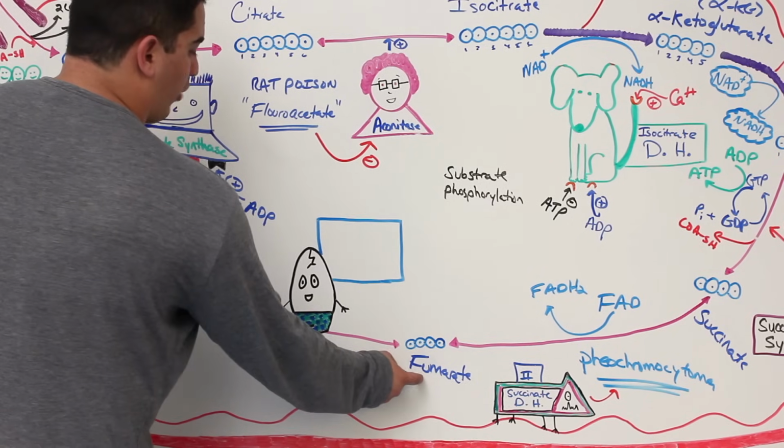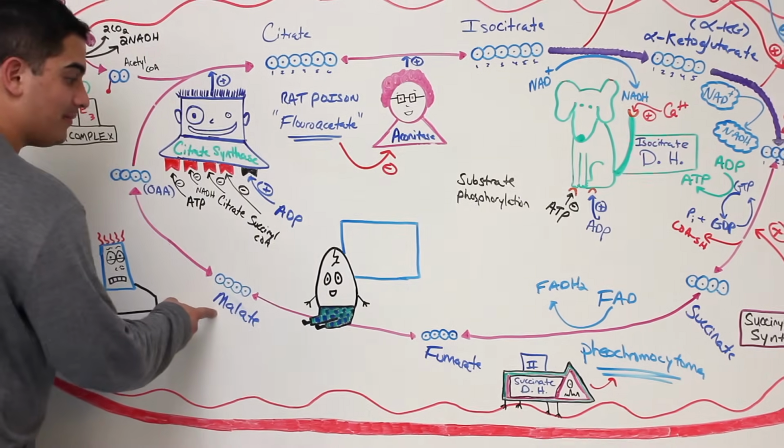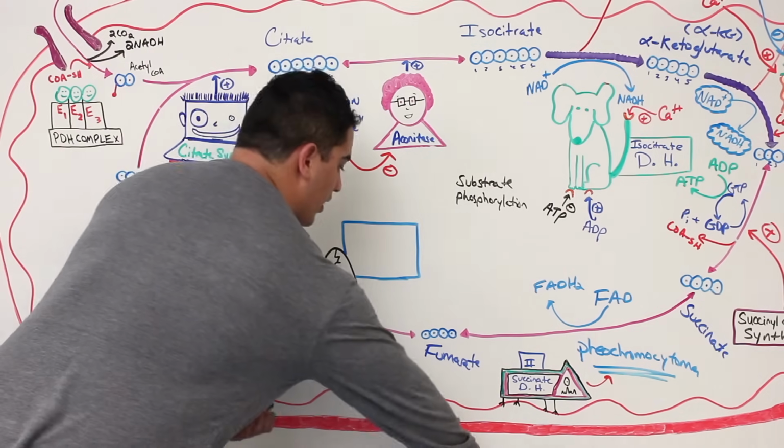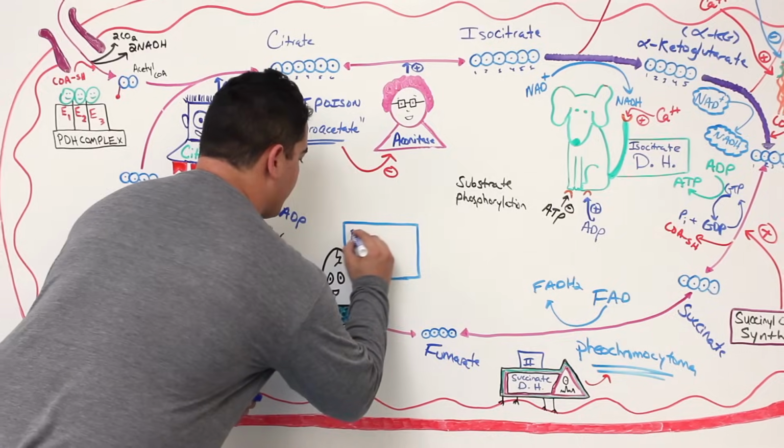Now we're going to take the fumarate and convert that into malate. Okay. This enzyme is really simple. Nothing crazy about this enzyme. This enzyme is called fumarase.